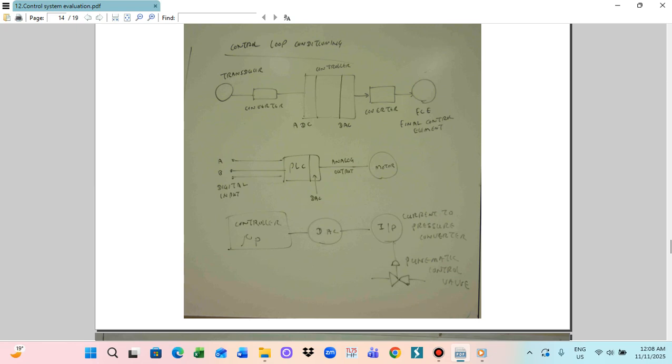Or you can also use a microprocessor control. In this case, the microprocessor is interfaced with the DAC. DAC means digital to analog conversion. Then we send it to the current to pressure converter, and we provide the control for the pneumatic valve control. So this is the pneumatic valve control utilized for industrial pressure control systems. So those are the control loop conditioning. This is the typical control loop conditioning diagram utilized in industry.